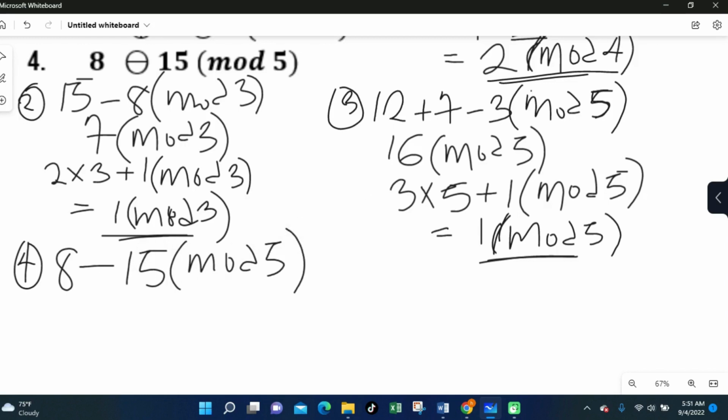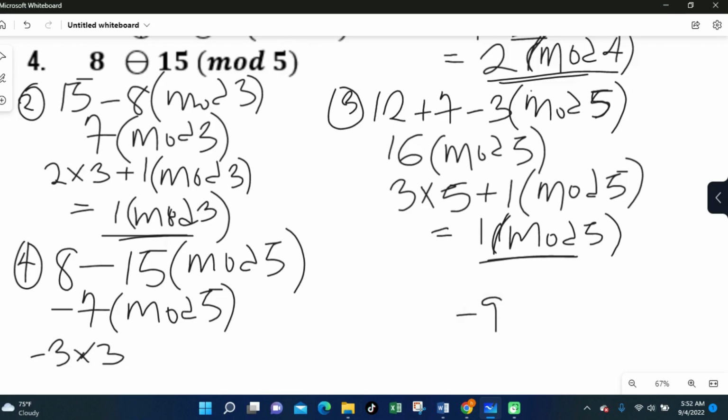So 8 minus 15 will give us minus 7. I want you to pay attention to how we're going to solve this question. Mod 5. So that will give us minus 7 mod 5. So how can we simplify this to convert this to a modular arithmetic format? So we are going to have minus 3 times 3, which will give us minus 9.